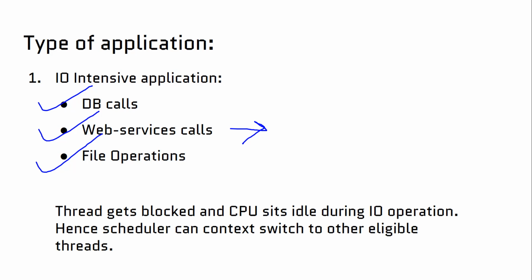Let's say you have implemented a GET request to fetch employee details in Spring Boot. For this, you have to hit the database, right? So your thread will be blocked till your query returns the data. Your query can take a lot of time, depending on the load on the database or the type of your query. Instead of sitting idle for this time, this blocking time can be allocated to some other thread by the CPU. Hence, the scheduler can context switch to other eligible threads which are waiting for execution of a task.